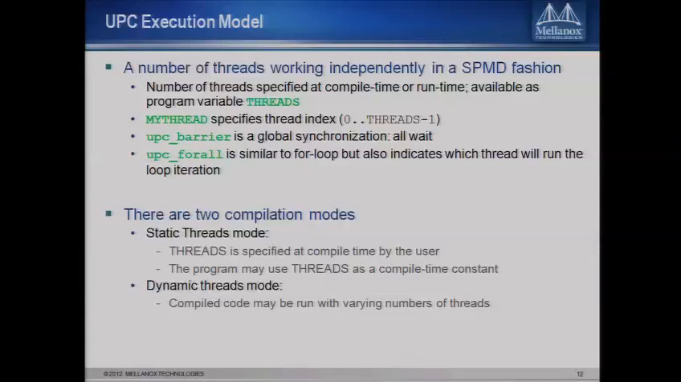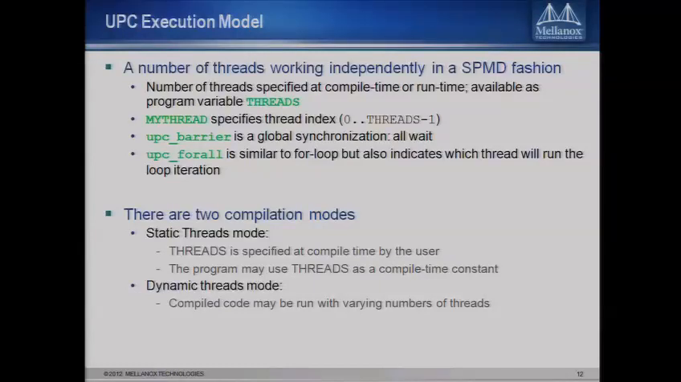So I have a few different variables here. The number of threads is specified at compile time or at runtime, and it's a program variable just called threads. Then I have another variable called myThread, which specifies the thread index that I'm actually part of. So my thread can be 0 or 1 or 2, depending on what rank I am within the job. I also have a couple other nice functions here. I have a barrier function, which is used for global synchronization. And then I have a for loop that can help me do loop iterations. I'll explain a bit later.